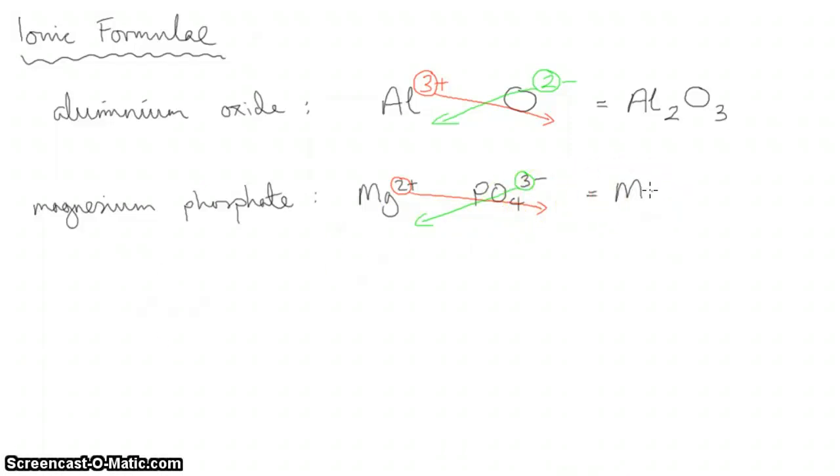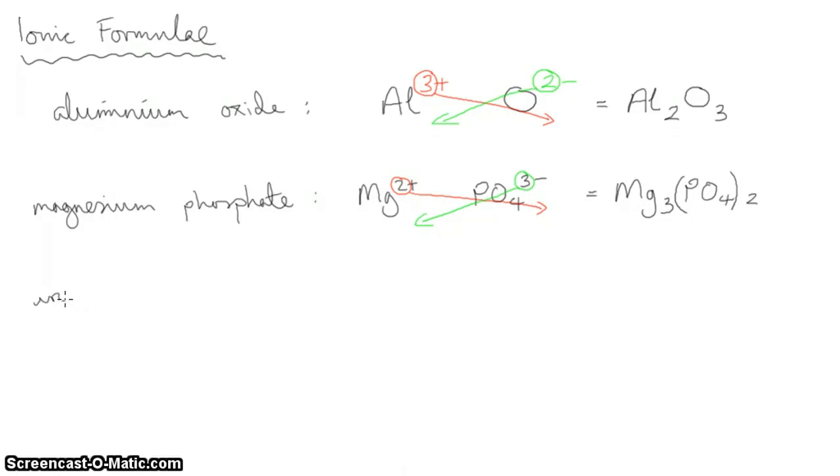So we write the formula as Mg, then we put the 3 of the phosphate, then we want the PO4 ion. Now we want 2 of those. We need to put brackets around the PO4 to show we've got 2 of the phosphate. Again, that automatically writes the correct formula. Works for smaller ions as well.